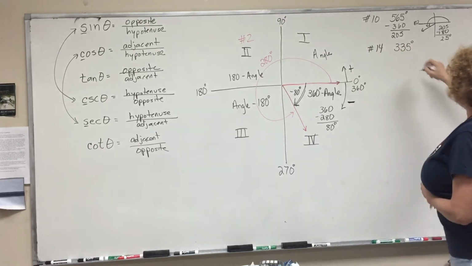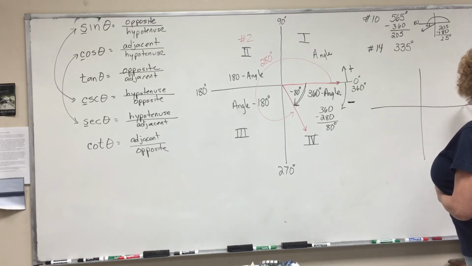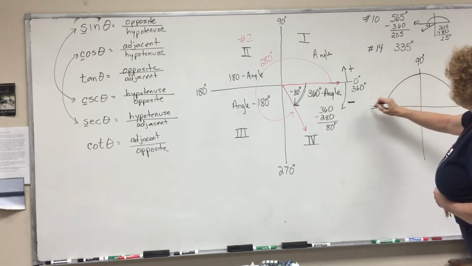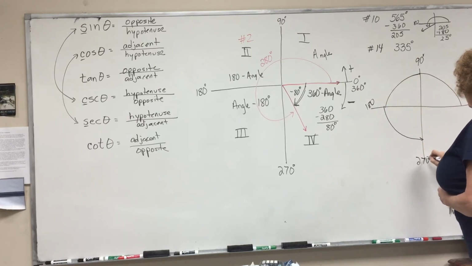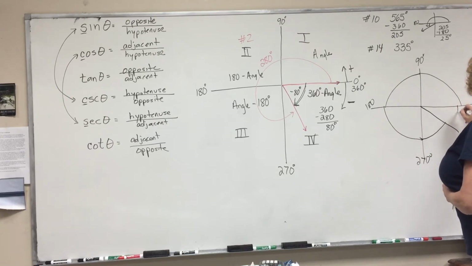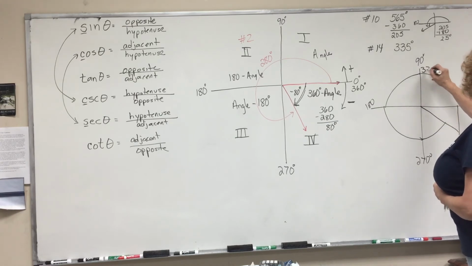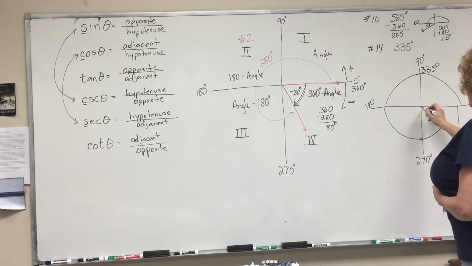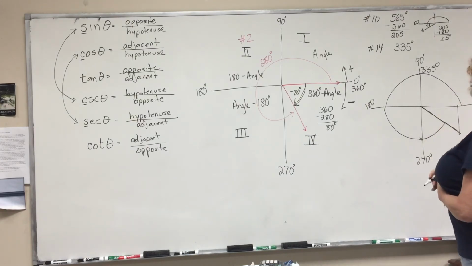So 335, let's just draw it. If we start at 0 and go to 90, and then go past 180, and then we go past 270, and we go up here somewhere. So this would be our angle. So this is 335 degrees. So we want to name two angles, one positive and one negative, that end in the same place.